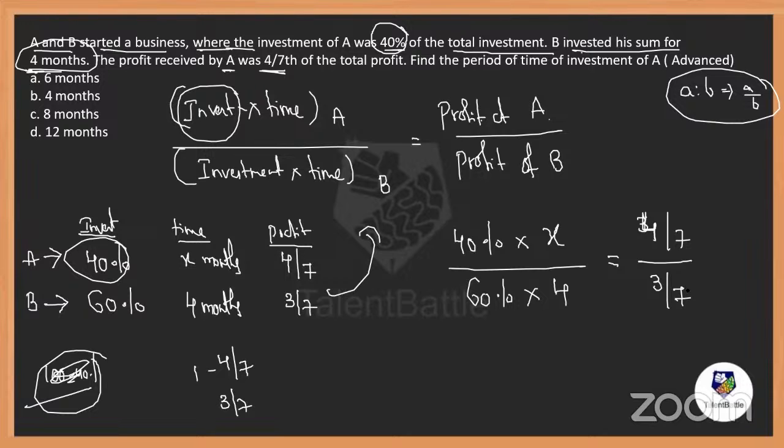So now all you need to do is just cancellation. 100% will get cancelled. Percentage means nothing but by 100, so it will get cancelled. Now 7 and 7 will get cancelled. So calculate, tell me how much will be the value of X now. See, 4 ones and 4 tens will get cancelled. 1 and 0, 0 will get cancelled.